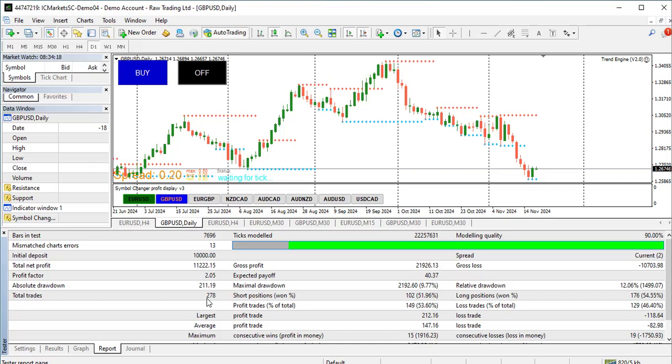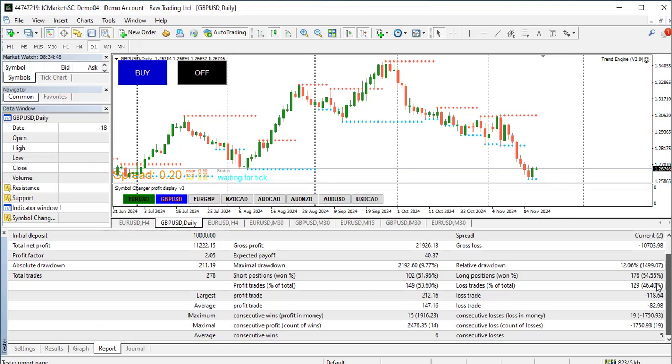So total trades taken 278. The profit factor is 2.0. So you always want this to be above 1, right? So 2.0, it's really good. So the maximum drawdown, I'm not really interested in this. I'm looking at the relative drawdown. So from the peak down, again, we're seeing it's about 12%, right? So for GU as well, EU was about 12 point something percent. GU as well is about 12%.